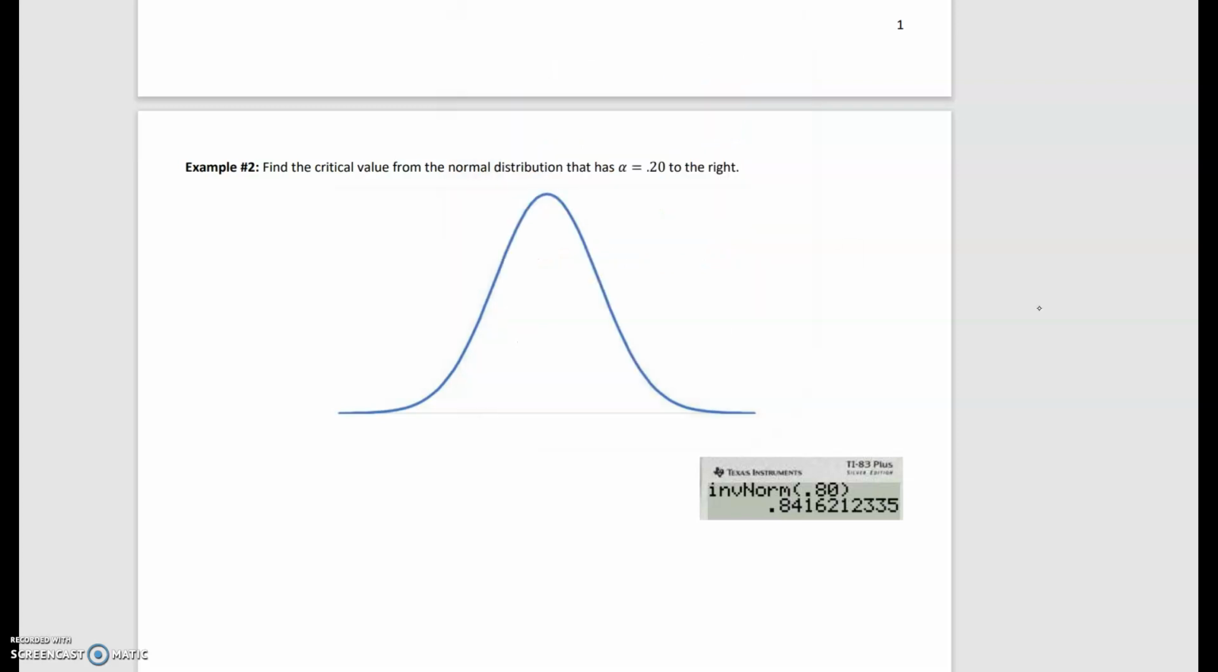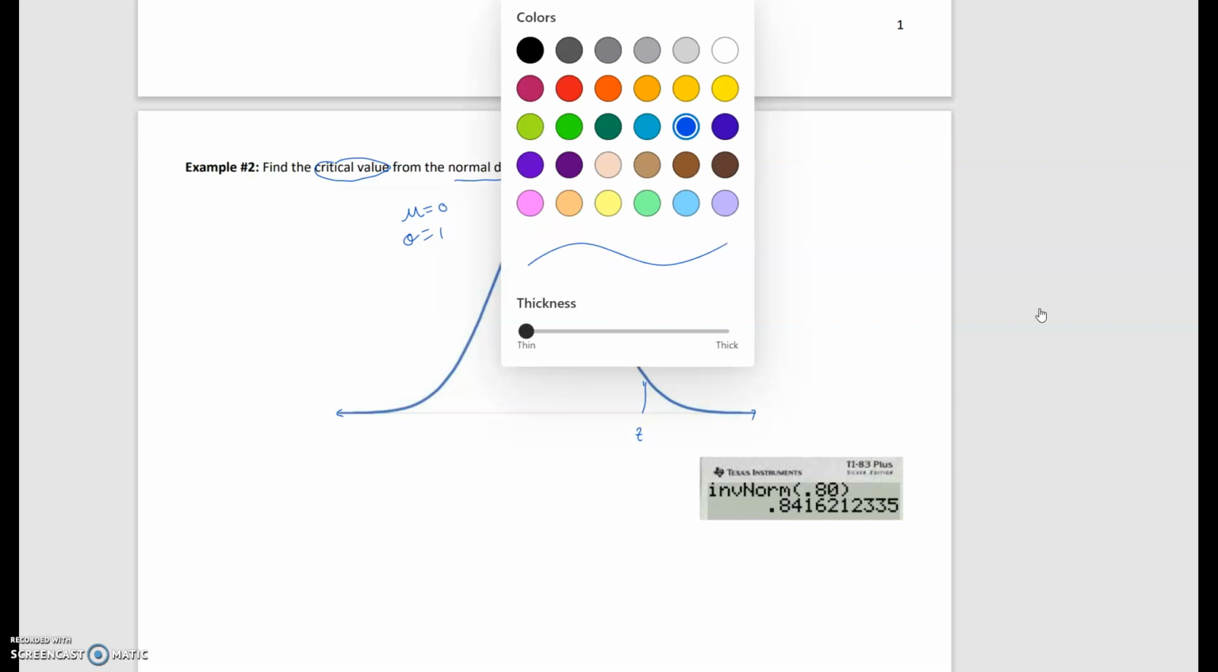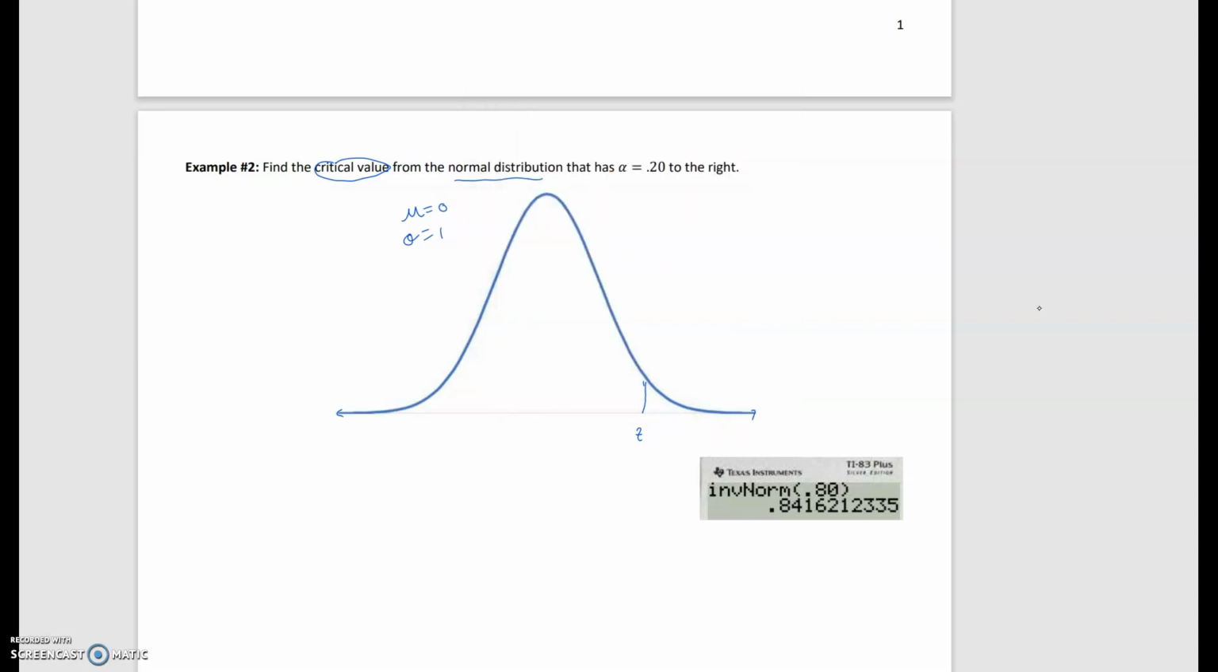Let's take a look at problem 2, and we have to worry about problem 2 because it's also another critical value from the normal distribution. So mu is equal to 0, sigma is equal to 1, and the area is to the right. So technically, let me just add the arrows there. Obviously, these are not to scale, but these are the values of z. And the alpha area, in this case, this portion here, is equal to 0.20.